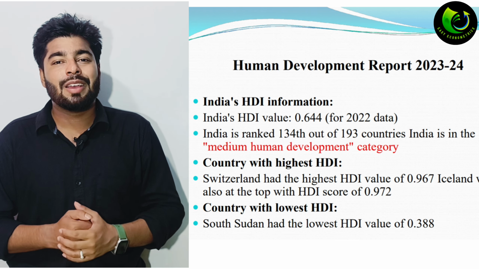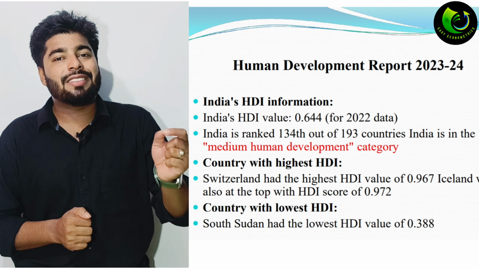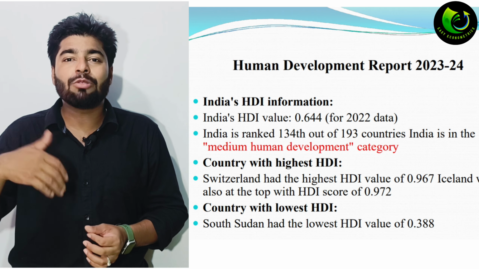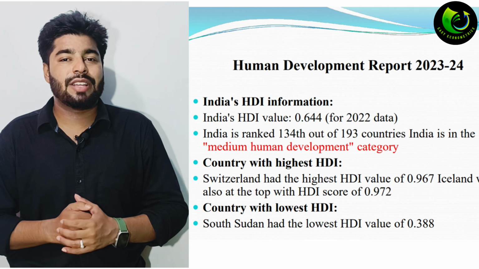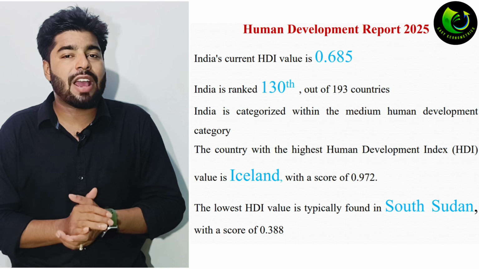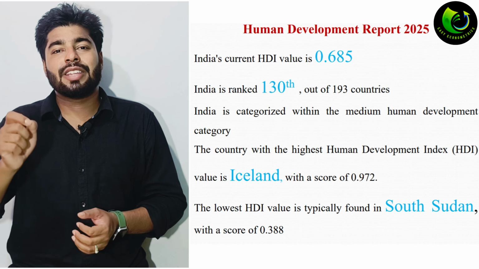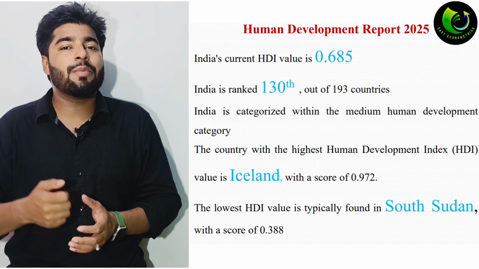India is under the medium human development category. Switzerland had the highest HDI value and South Sudan had the lowest HDI value. According to Human Development Report 2025, India's present HDI value is 0.68, and there is a slight improvement.